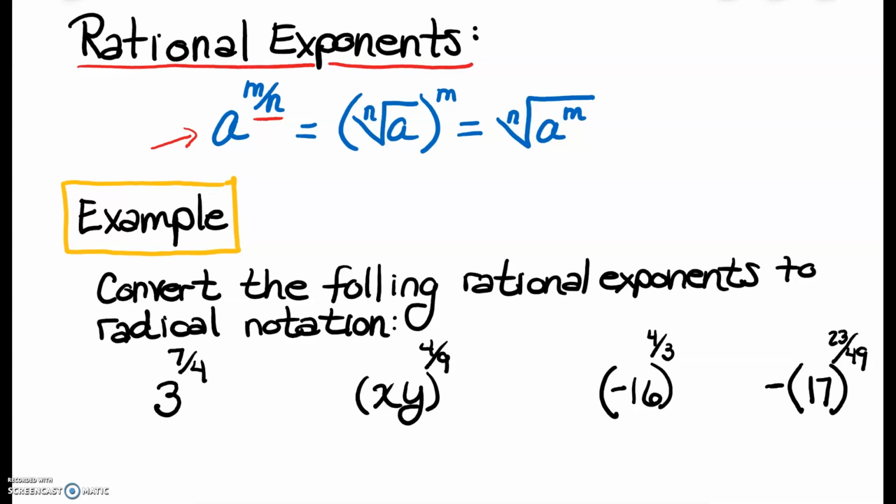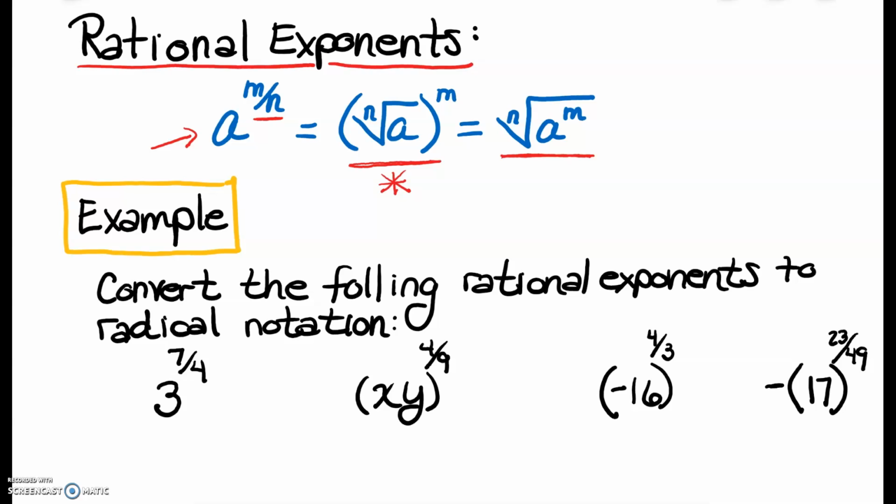This converts really nicely to two different forms. You can have the numerator of your exponent on the outside of the radical, or you can have the numerator of your exponent on the inside of the radical. I personally like to put it on the outside of the radical if I can find the nth root of a. If I can't find the nth root of a, for instance, I can't find the fifth root of 8 without a calculator, I would put the numerator of the exponent on the inside of the radical when I convert.